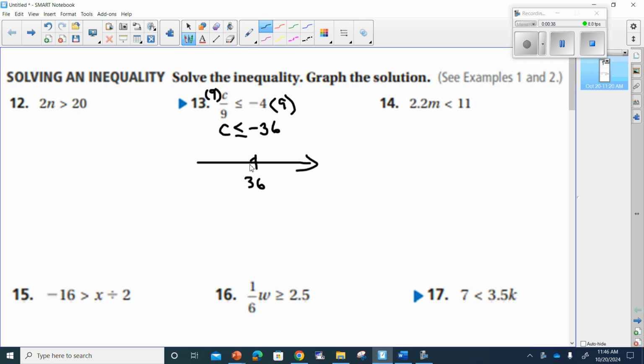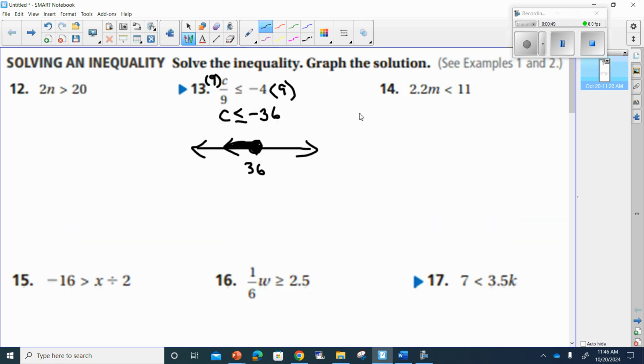This is a line here, so it'll be a dot. C is in front, so we're going to follow the dot in this direction. The line's going to be in this direction. All right, here's number 14.